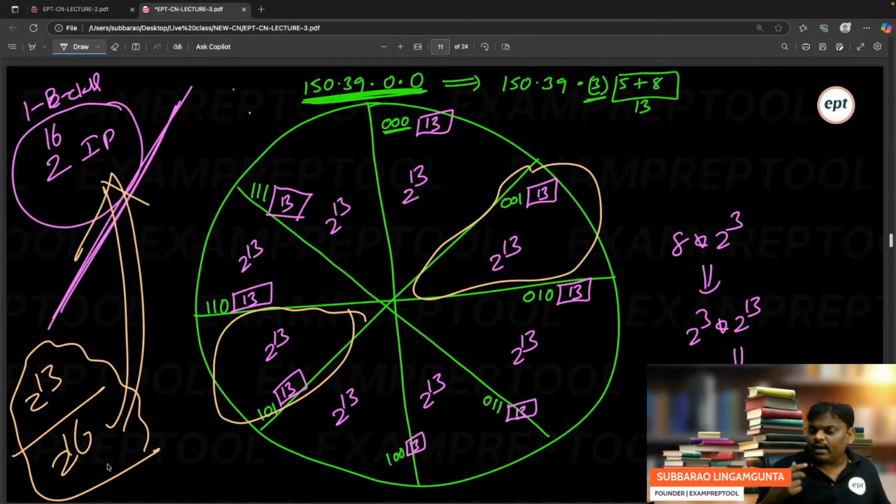If someone comes and asks for 2 power 13, they may give that person 2 power 16. Previously, if I asked for 2 power 13, they were giving 2 power 16. I am using 2 power 13, and the remaining I am wasting. Now, if I ask for 2 power 13, they will give only 2 power 13. Remember, they will give only 2 power 13. Right? So now it is something like this.